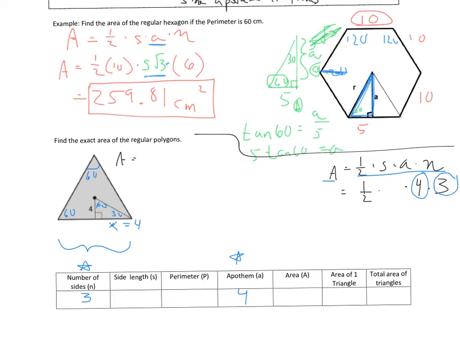I know that X is 4 times the square root of 3. I know that because I know my triangle shortcut. Just like in the first example, if you don't know that shortcut, I would suggest then that you just use trig and you get that value.